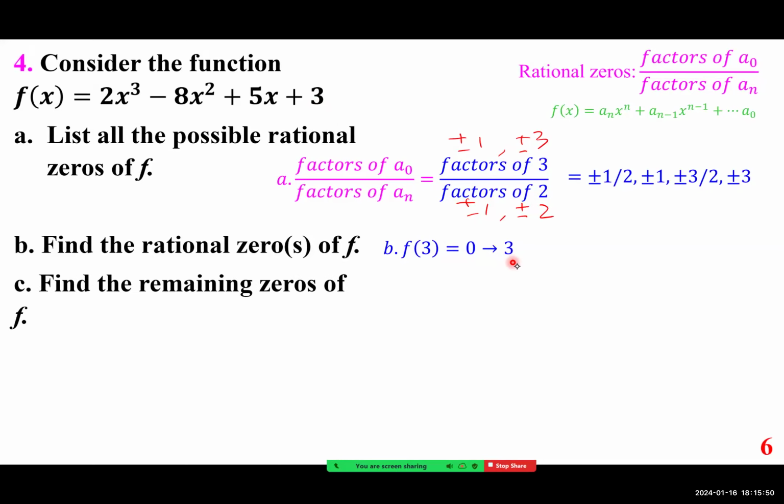Find the remaining zeros, okay? So we proved that it's divisible by x minus 3. So instead of checking all of them, and you can continue checking, if we do the division, because this is degree 3 and this is degree 1, the result will be degree 2.